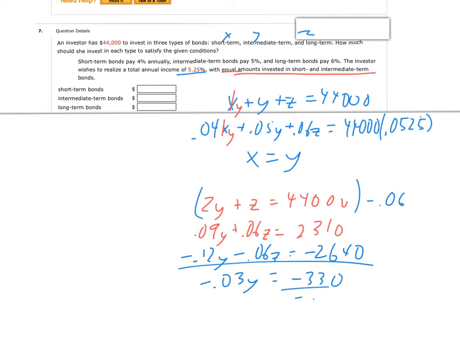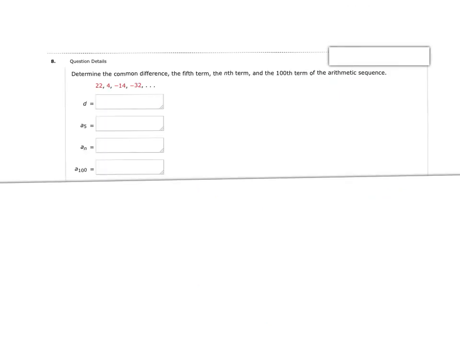So if I divide that by negative 0.03, then that means that y is a positive 11,000. And then, so I know if that y is a positive 11,000, x is the same as y, so that will also be 11,000. And then I know if they all add up to 44,000, this last one must be 22,000.